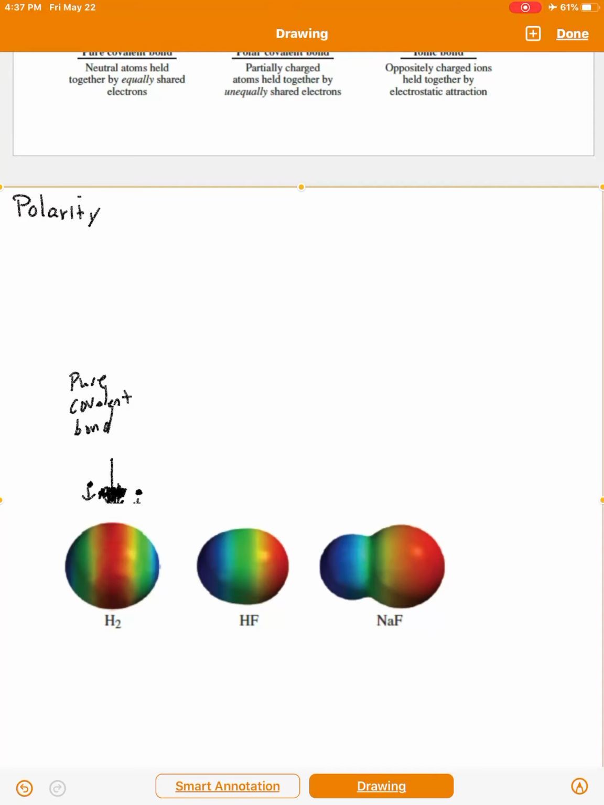In the case of hydrogen fluoride, HF, again, the nucleus might be right here, and the other nucleus might be right there. Oops.